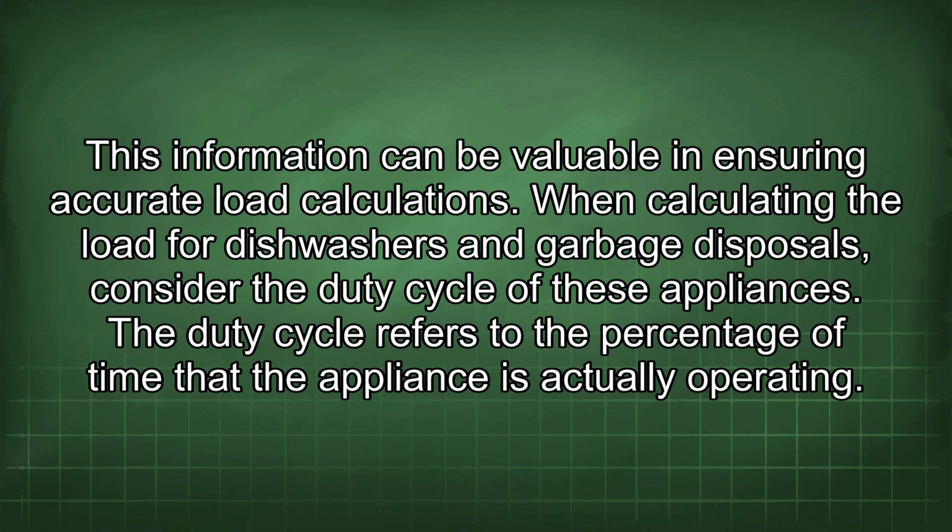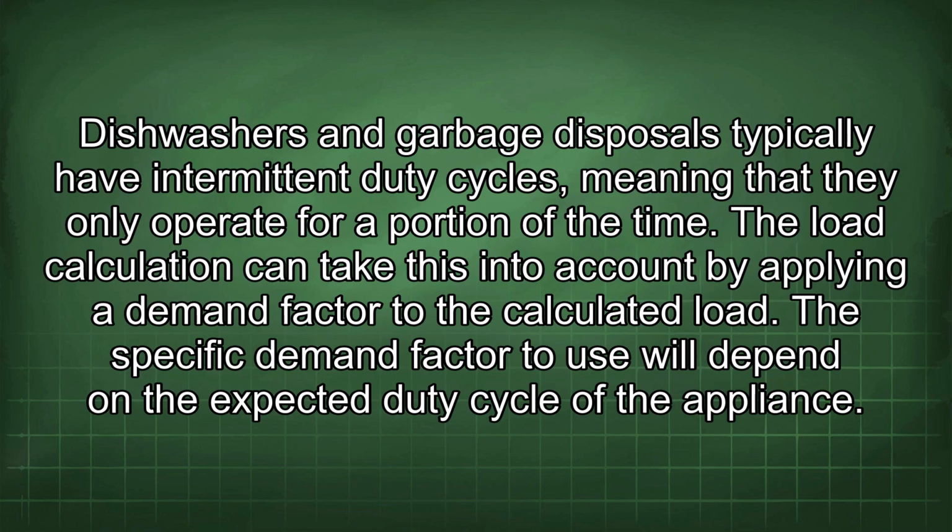When calculating the load for dishwashers and garbage disposals, consider the duty cycle of these appliances. The duty cycle refers to the percentage of time that the appliance is actually operating. Dishwashers and garbage disposals typically have intermittent duty cycles, meaning that they only operate for a portion of the time. The load calculation can take this into account by applying a demand factor to the calculated load. The specific demand factor to use will depend on the expected duty cycle of the appliance.